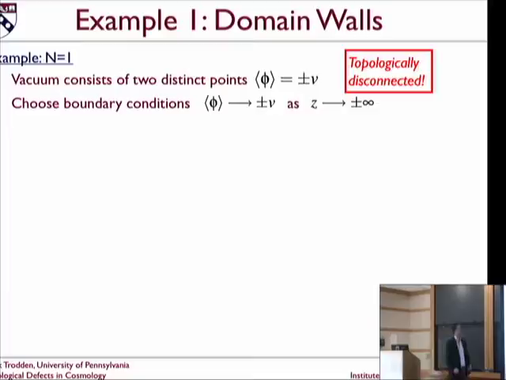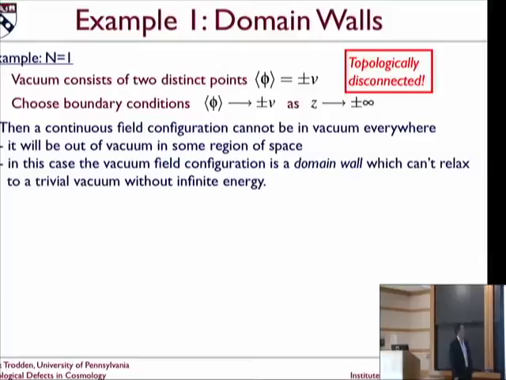After all, normally when you think about these things from a mathematical viewpoint, you just say, I will pick the boundary conditions and look for interesting solutions. But in the universe, we need to figure out why those boundary conditions would be realized. For now, let's choose boundary conditions such that phi goes to its different vacua as one direction in space goes off to plus or minus infinity. Then what you find is that any continuous field configuration can't be in vacuum everywhere. It has to pop out of the vacuum in some region of space.